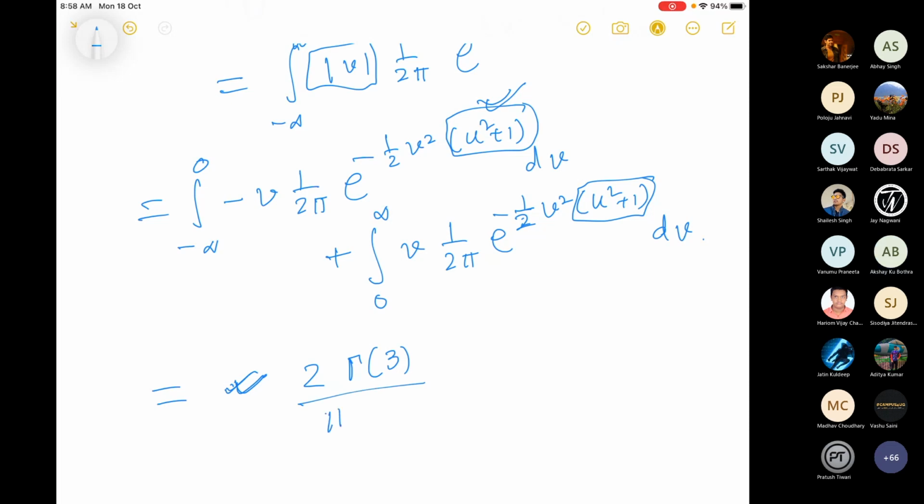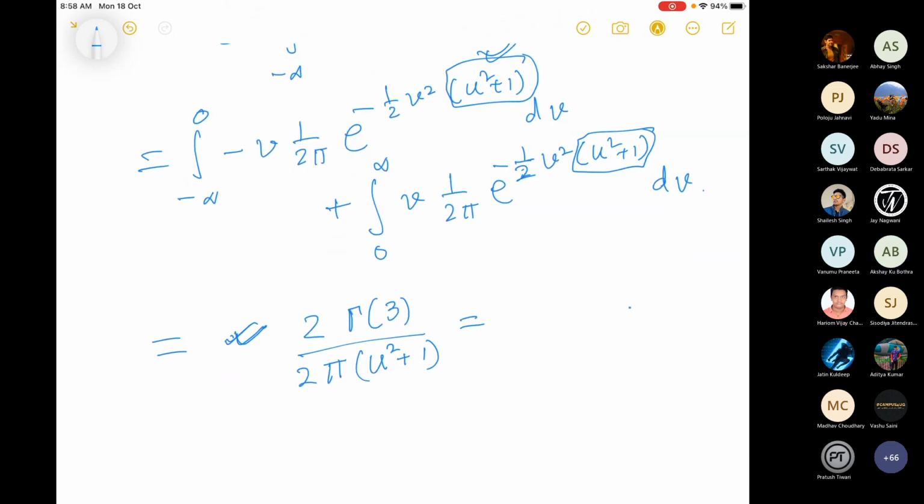Divided by pi, 2 times pi, okay, into u square plus 1. Okay, so 2 will get cancelled. What is the value of gamma 3? Gamma n is equal to what? N minus 1 factorial, so that is 2. So what is this value? Two by pi u square plus 1. Does everybody agree with this?